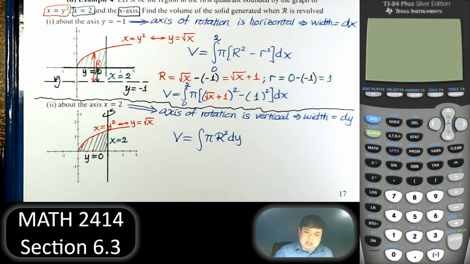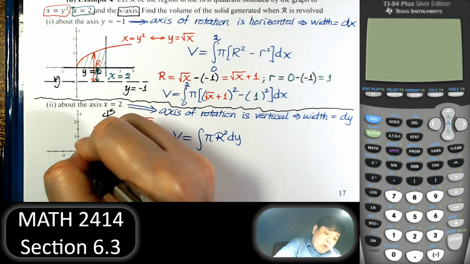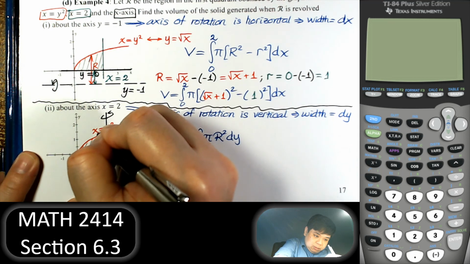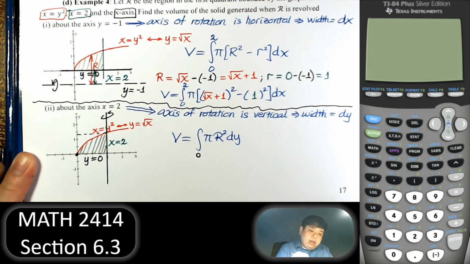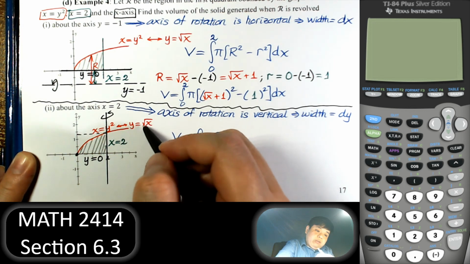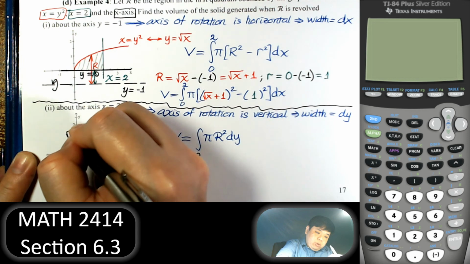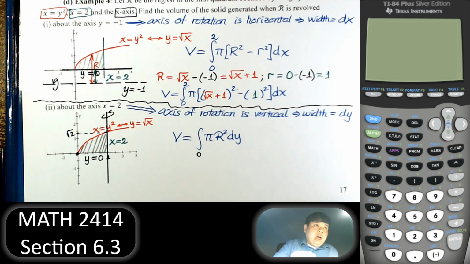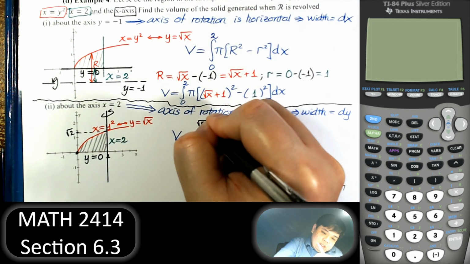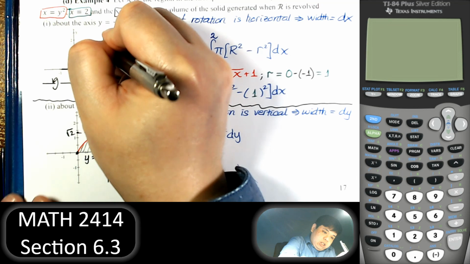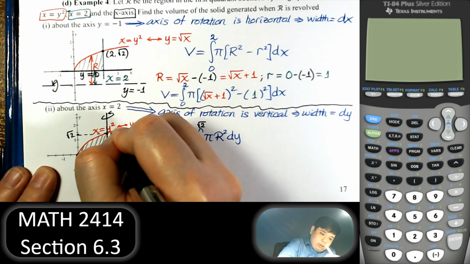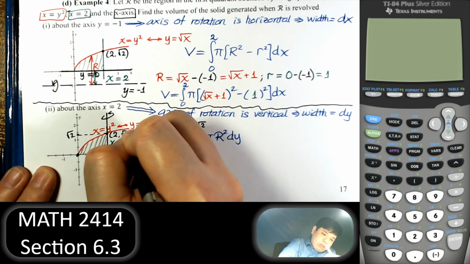So what will be the limit? We know for sure the y values go from 0. But what will be the upper limit? We know x is equal to 2 and y equals square root of x. So this is square root of 2. The y values will go from 0 to, I mean, square root of 2, because this point here is 2 and square root of 2.